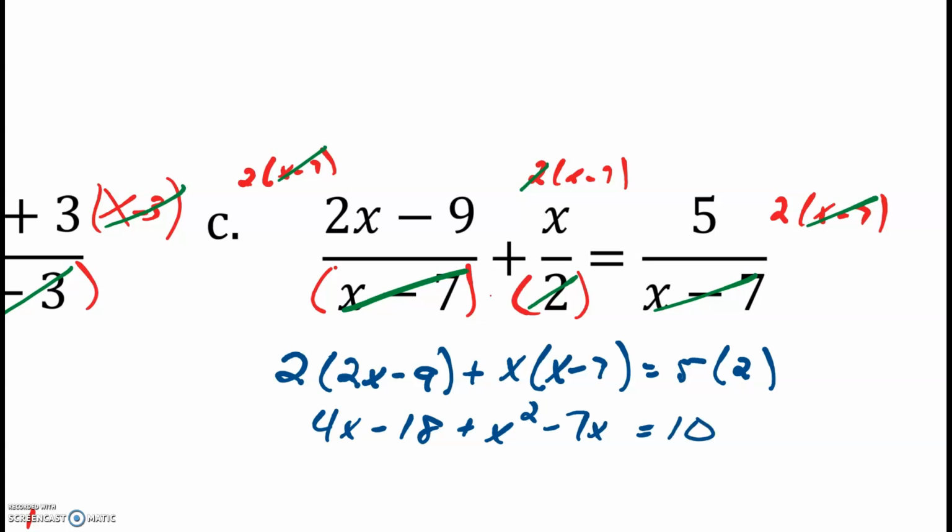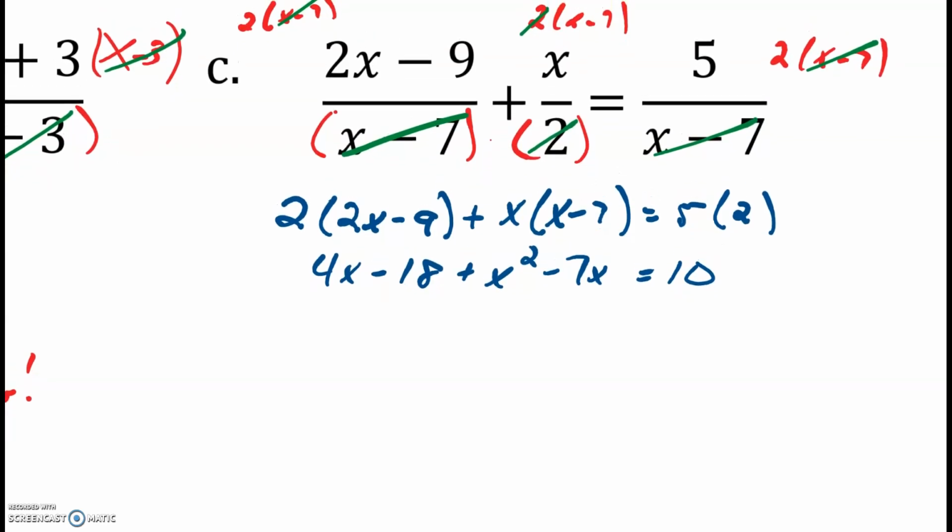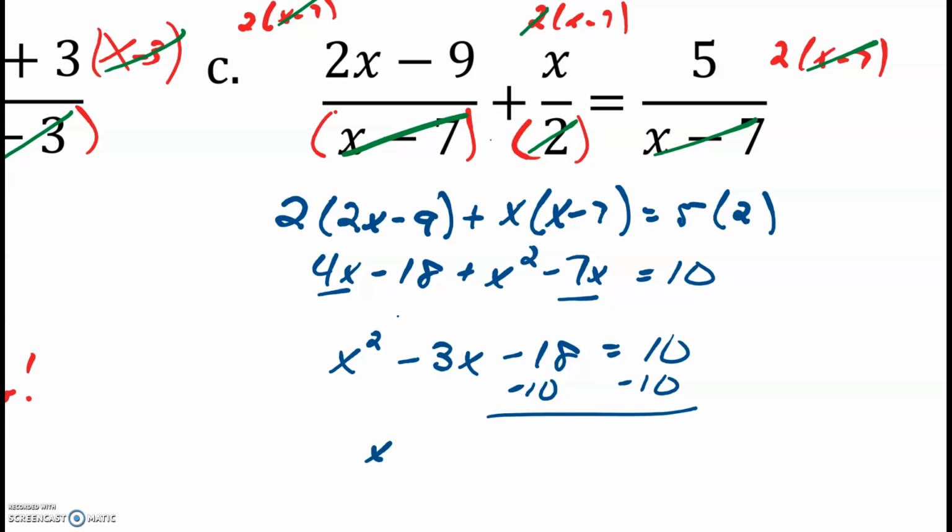What type of equation do I have here? Well, I have a quadratic equation. Quadratic equations, we've got to write them in standard form, set equal to 0. I see no other x squared, so x squared is going to be my leading term. And then 4x minus 7x is minus 3x. Minus 18 is equal to 10. Now I need to set it equal to 0, so I'm going to subtract 10 from both sides. And I get x squared minus 3x minus 28 is equal to 0.